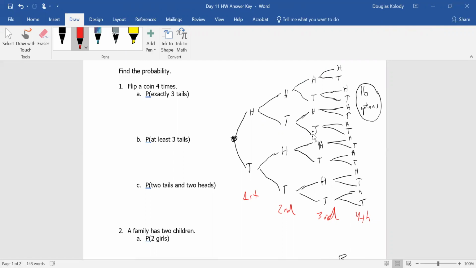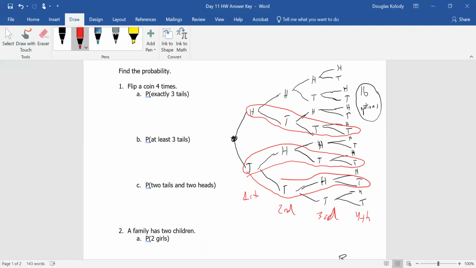Okay, so exactly 3 tails in 4 flips. Let's just circle the branches that have 3 tails. This branch, heads, tails, tails, tails, has 3 tails in it. How about tails, heads, tails, tails? That has 3 tails. How about tails, tails, heads, tails? That's a third branch. And then last but not least, tails, tails, tails, heads. I believe those 4 branches out of the 16 have 3 tails. That's it. I'm not even going to make you reduce. I know that's 1/4.